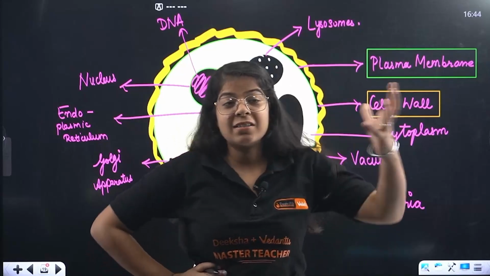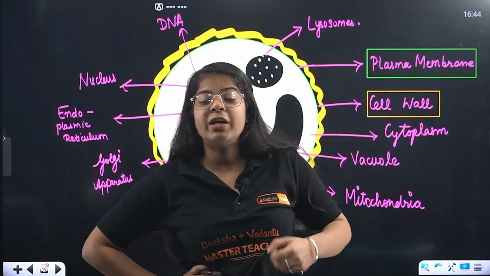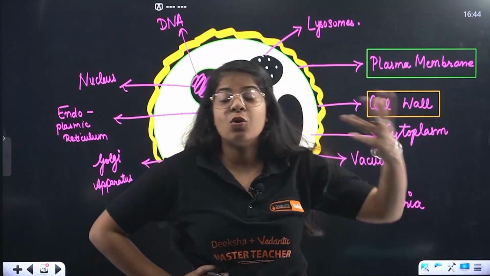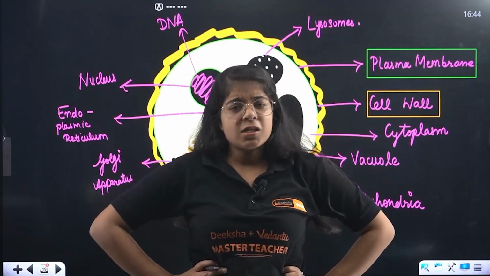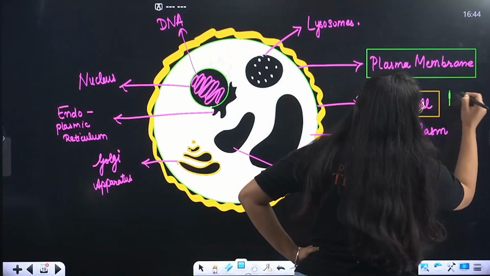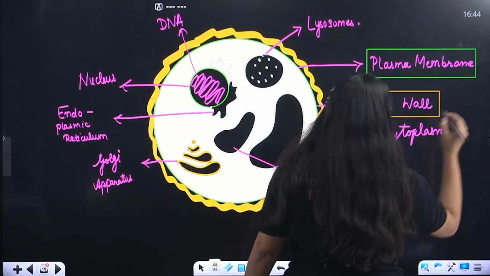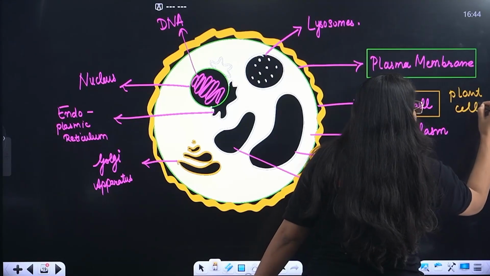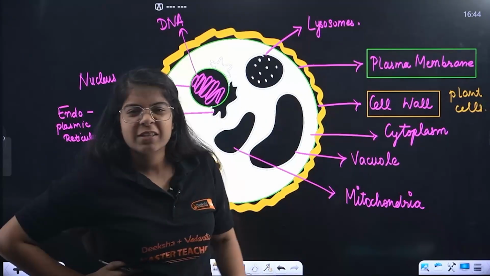It lets the food enter into our body. It lets the food go out. It lets the protein and the fats enter or go out from our cell, right? Whereas the cell wall is only present in plant cells. It is only and only present in plant cells, and it is very rigid, and also it is dead.